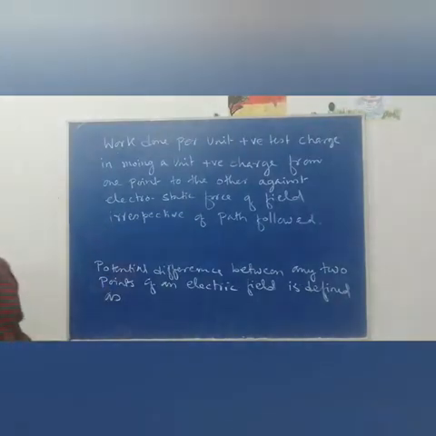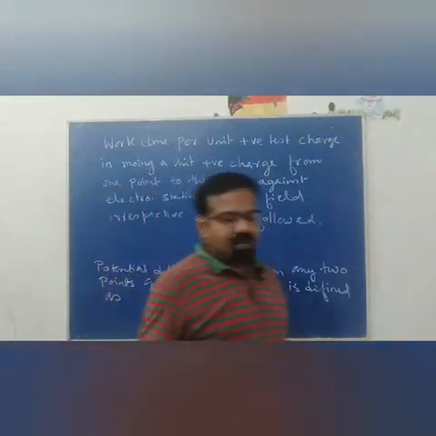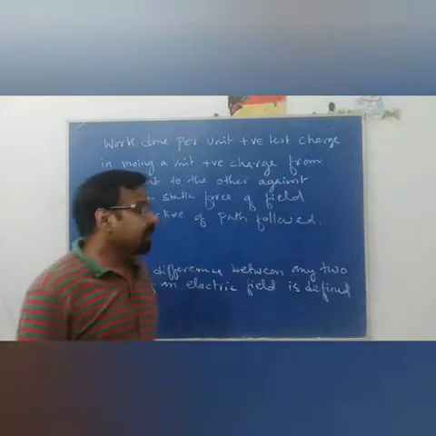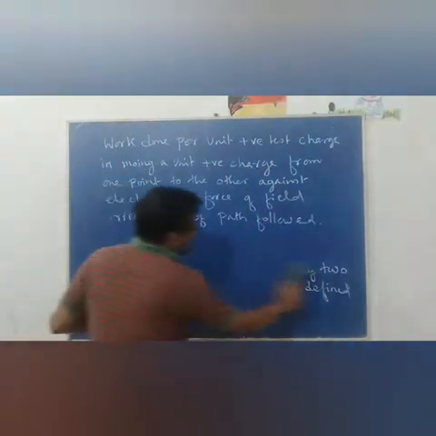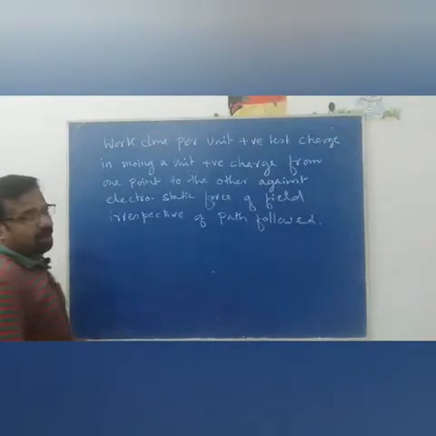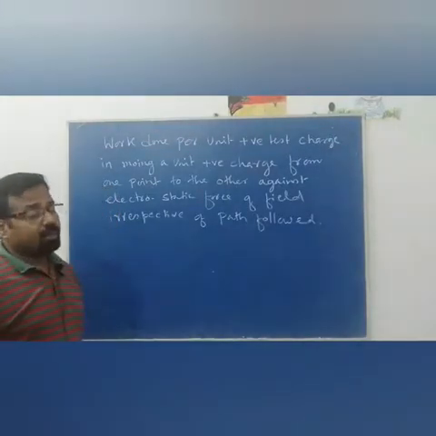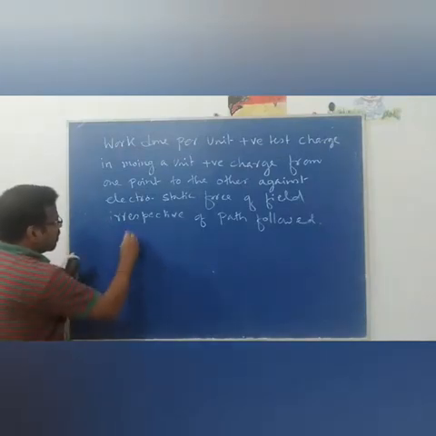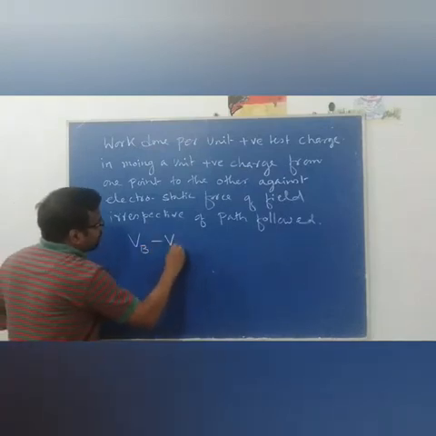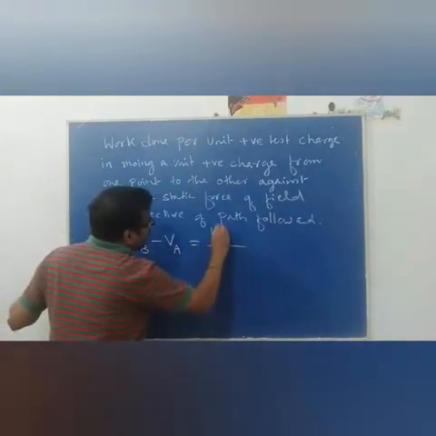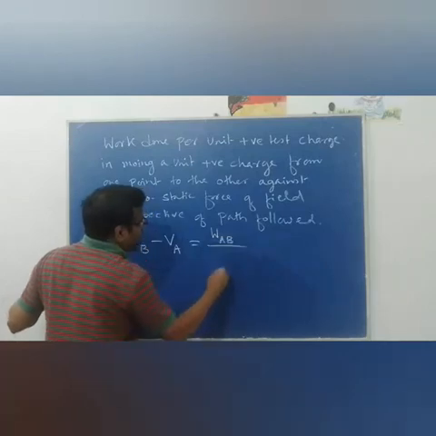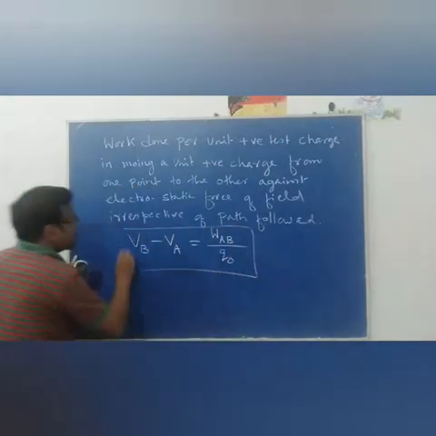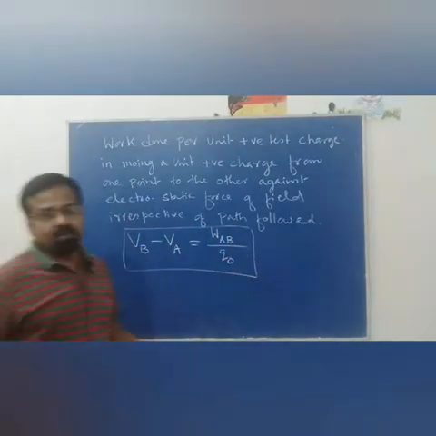So this definition, now the mathematical formula of potential difference can be written as, so as I mentioned, the B point has more potential than point A, so it can be written as VB minus VA equal to work done from point A to B upon test charge Q0. Okay, this is the formula of potential difference. Remember this formula for numerical questions.